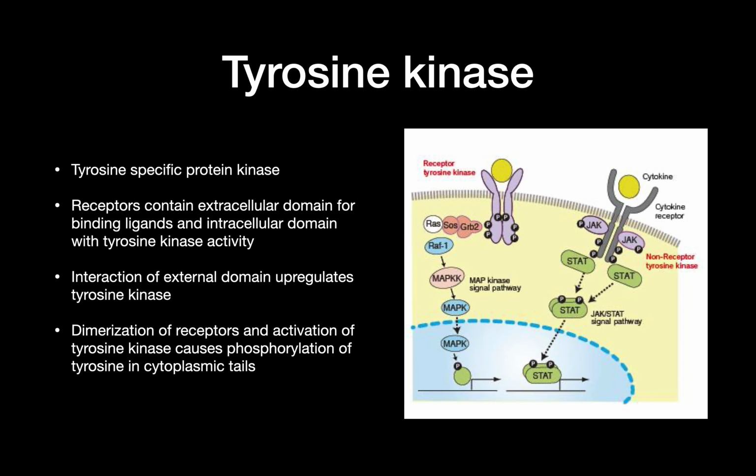So tyrosine kinase is a tyrosine-specific enzyme, and the receptors contain an extracellular domain for the binding of the ligands and an intracellular domain with tyrosine kinase activity. The interaction of the external domain upregulates tyrosine kinase. So the ligand comes, binds, and the receptor is dimerized, and tyrosine kinase is activated, and it will cause the phosphorylation of the tyrosines in the cytoplasmic tails.